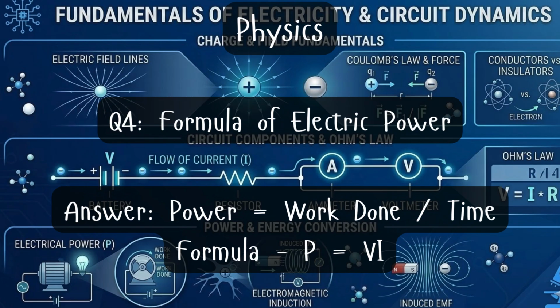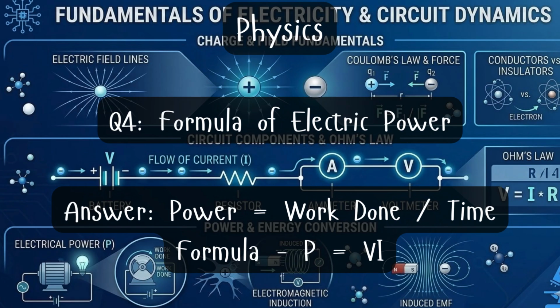The 4th important question is from electricity. Students are often asked to define electric power and write its formula. Electric power, P, is the measure of how much electrical work is done or energy is converted over a specific amount of time. Think of it as the rate at which an electrical device, like a motor or light bulb, uses energy to function.